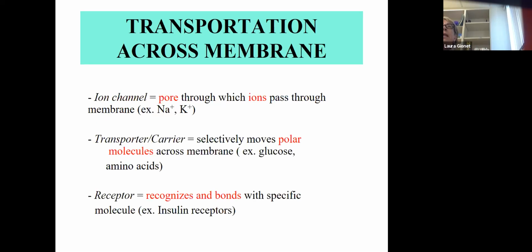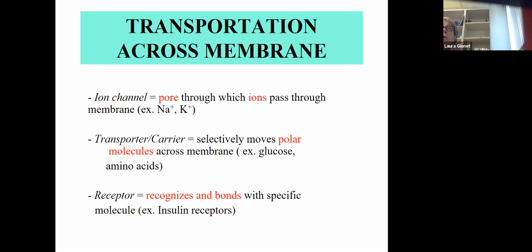Right, so transportation across the membrane, we have ion channels. These are pores which ions can pass through. So a channel is like a pore. It has a very narrow diameter, so small things can pass through it. It connects the external environment, the extracellular fluid, to the intracellular fluid, the outside of the cell to the inside of the cell. So this channel lets small things with charge pass right through it.